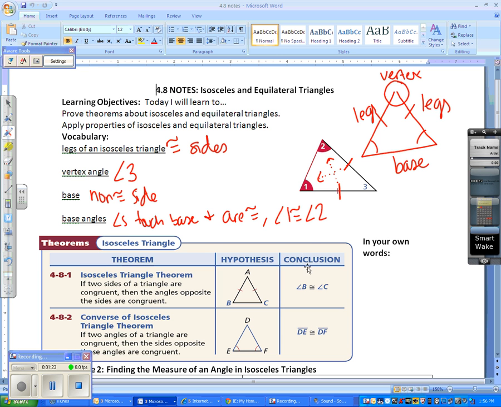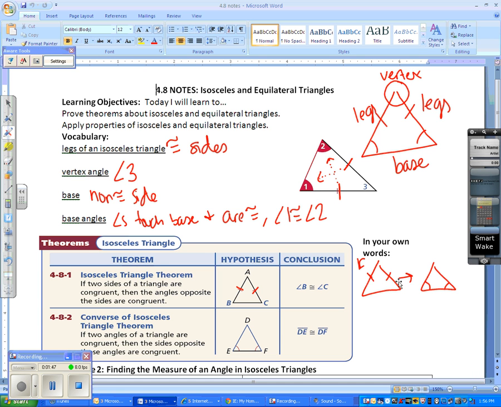Now, we've already kind of figured this out in class, but in geometry they give it a special name. The isosceles triangle theorem says that if we have two sides that are congruent, then those opposite angles are going to be congruent. So I'm a picture person, so I would say if I know this, then I know this. And again, we kind of already talked about that in class.